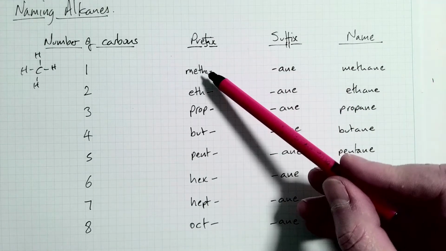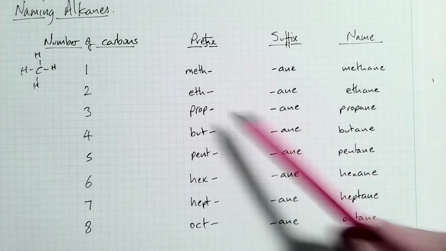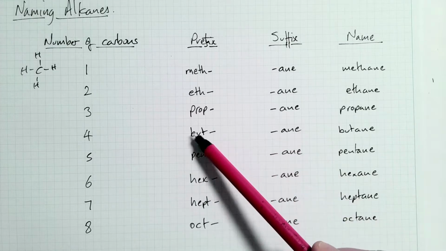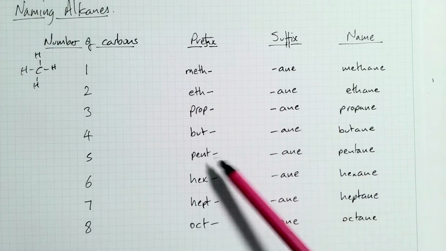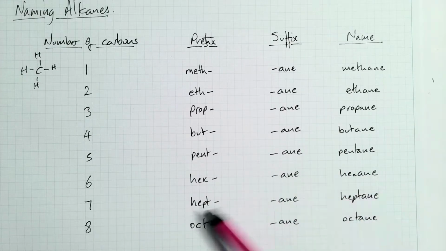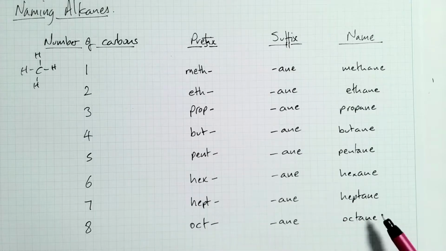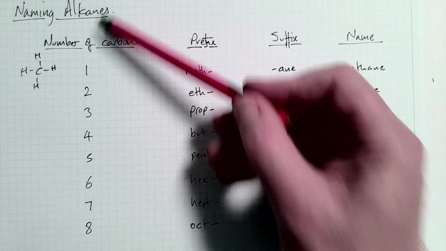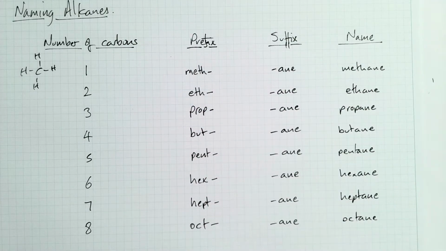And then we put the two together, meth and ane, and we get methane. Eth and ane, we get ethane. Prop and ane, we get propane. But and ane, we get butane. Pentane, hexane, heptane, octane. So now we can name an alkane of any number of carbons up to 8.